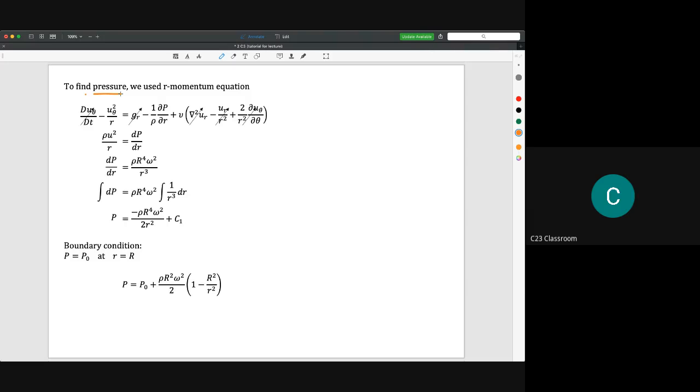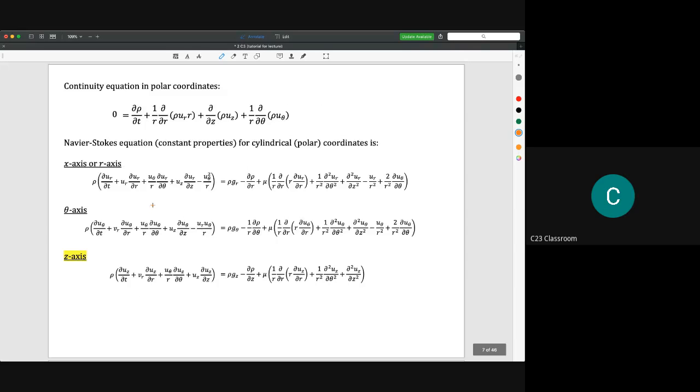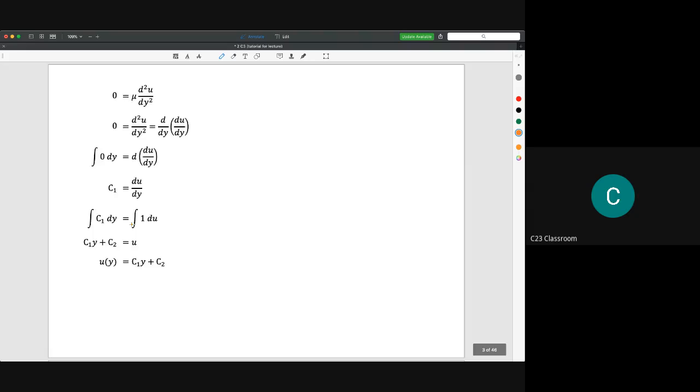So the pressure here is, okay, there is a trick here. Let's go back to this one. We have the Navier-Stokes equation for the r-axis, the theta axis, and the z-axis. So we found that, okay, where is the p here? If we see here, I think I lost the p here.